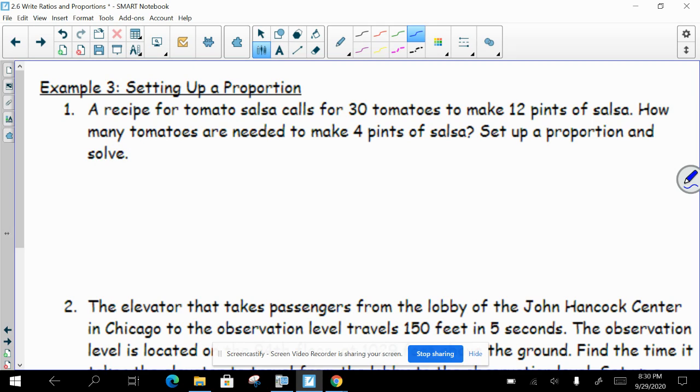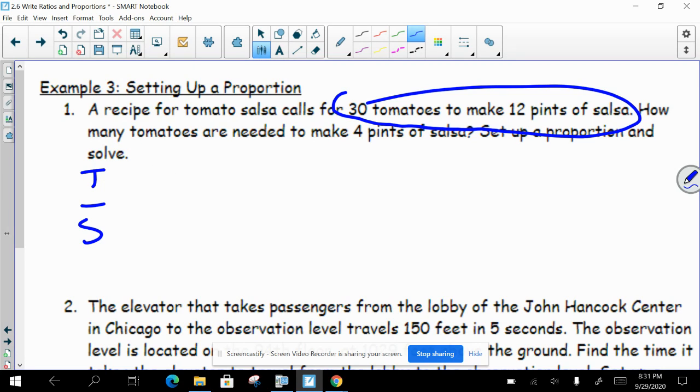All right, so it says it's 30 tomatoes to 12 pints of salsa. Let's convert that into a ratio. Tomatoes to salsa: tomatoes will go on top, salsa will go on the bottom. Also, when you set up a proportion, it's good to label your numbers. So don't just put 30, put 30 tomatoes over 12 pints. That way, when you get to your final answer, you'll remember what the units were, and you can make sure that your units match up.